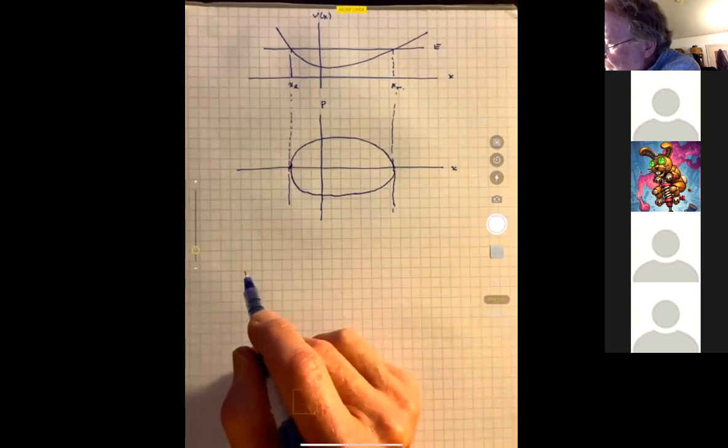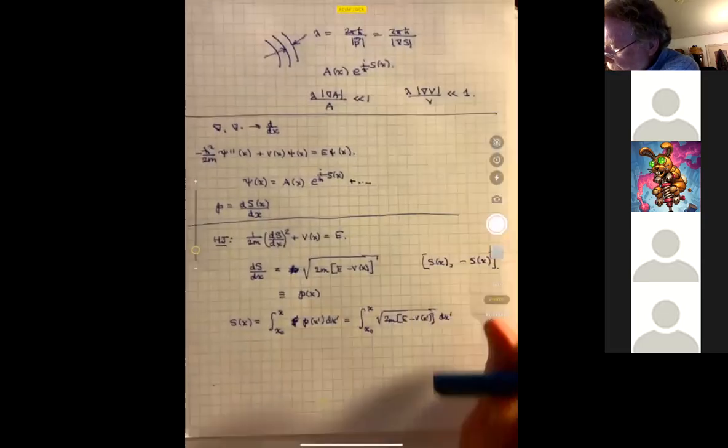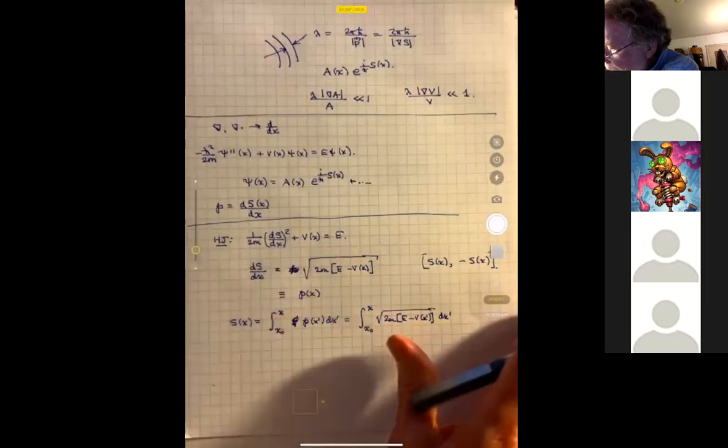All right. Now, what about this function p of x, which was a definition for dS/dx? You put that in there. That's basically the classical Hamiltonian here.